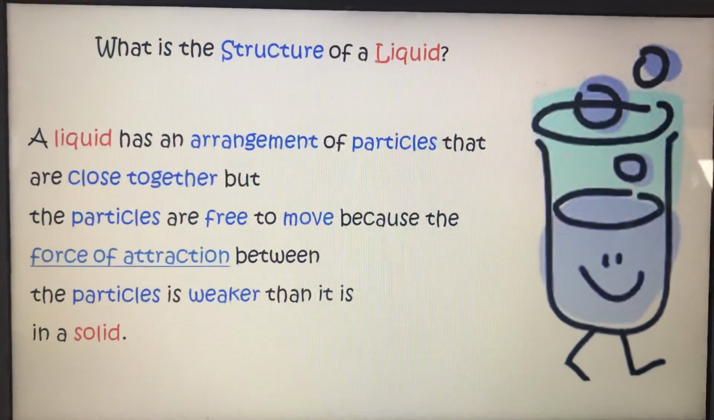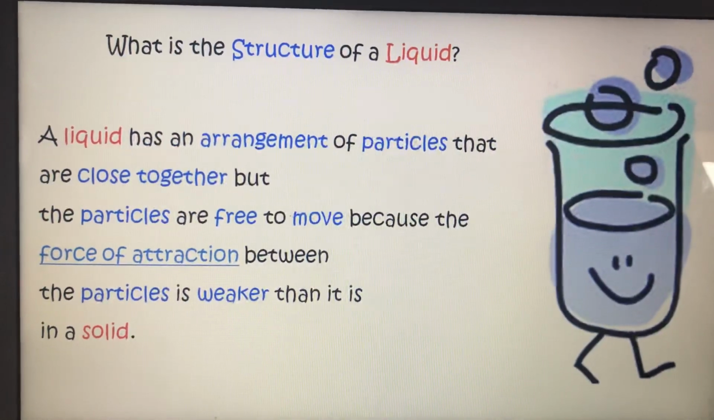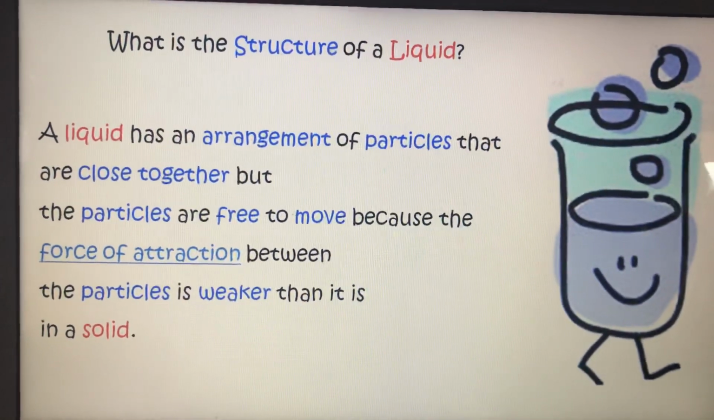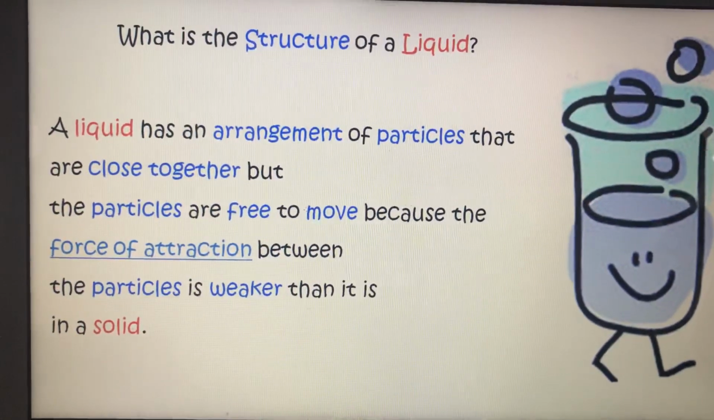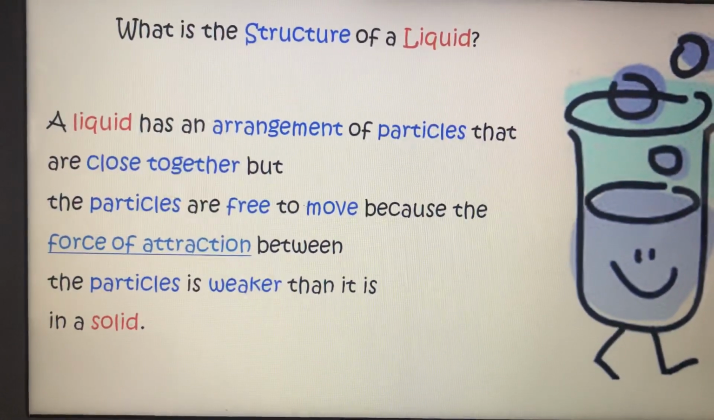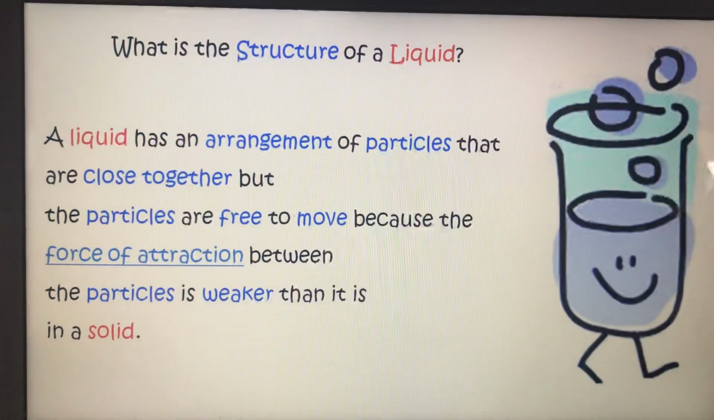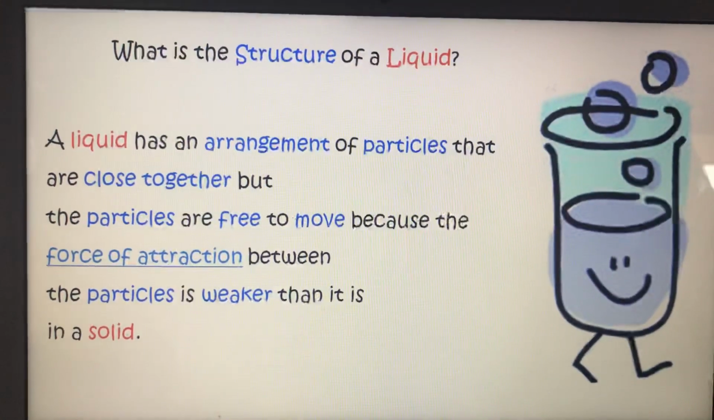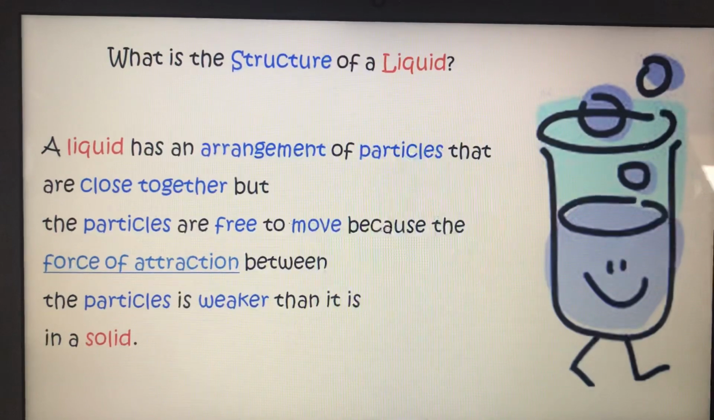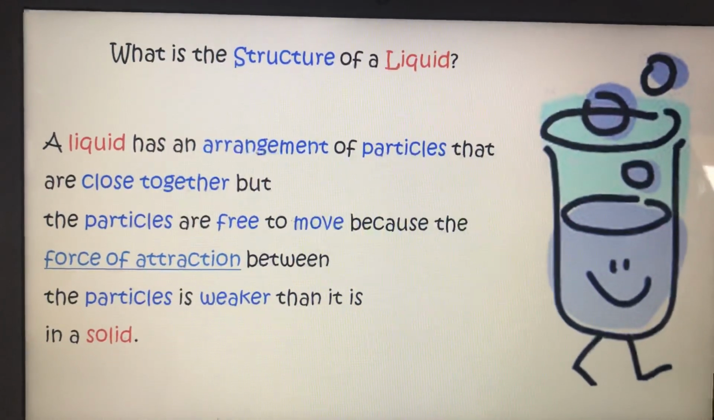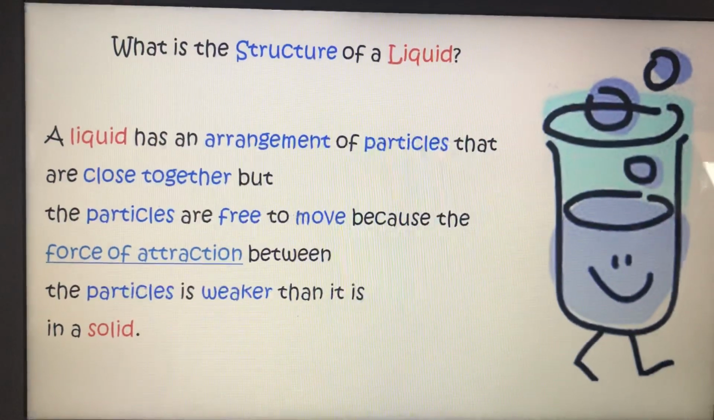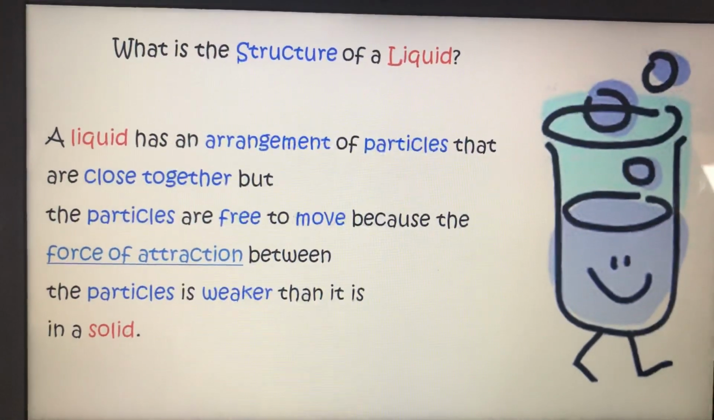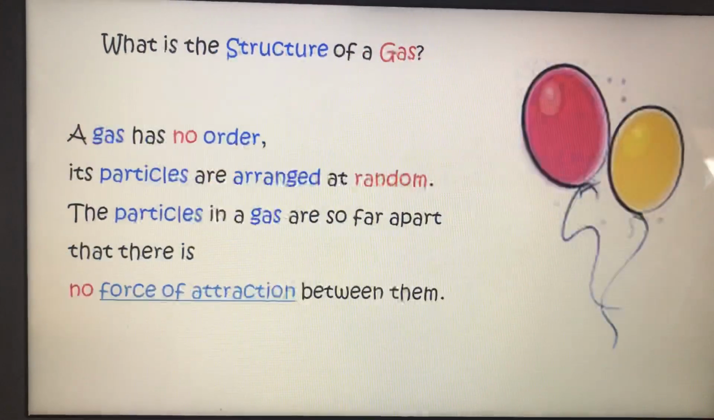While in liquids, a liquid has an arrangement of particles that are close together, but the particles are free to move because their force of attraction between the particles is weaker than it is in a solid. So if I compare the force of attraction, it means the force between two particles or more. It is higher in solids than in liquids. That's why liquids can move, they can flow. That's why also we call them fluids.